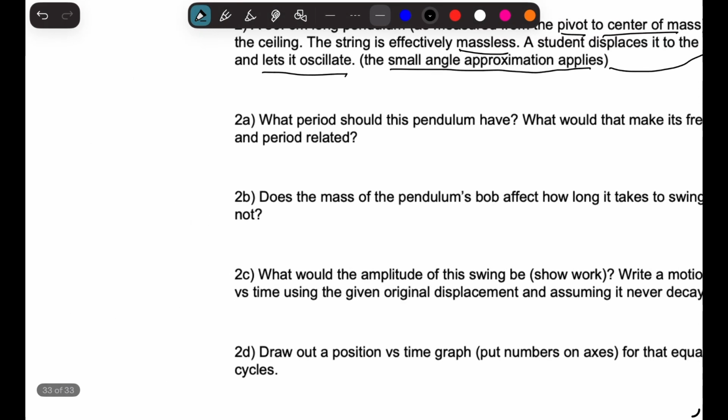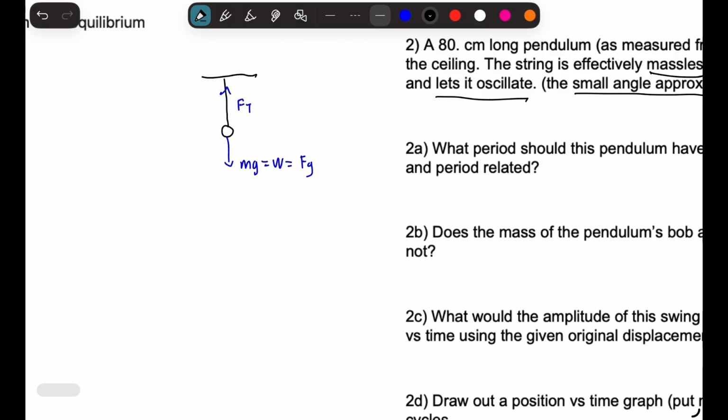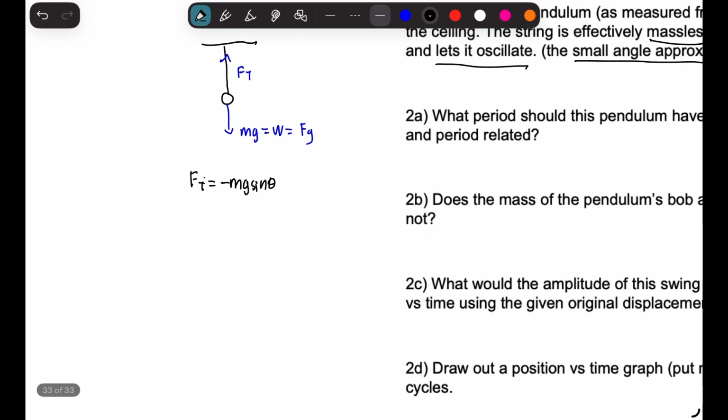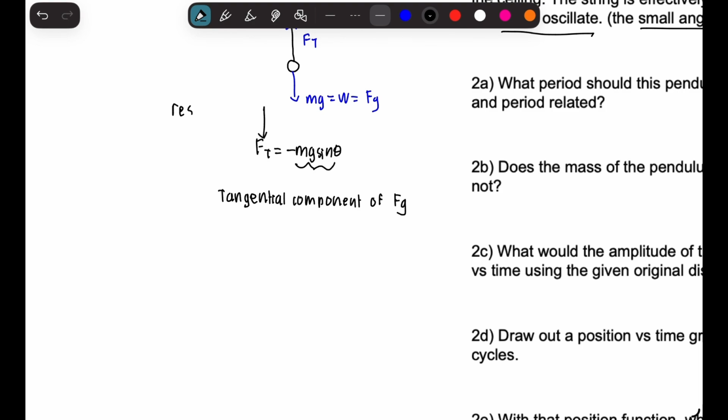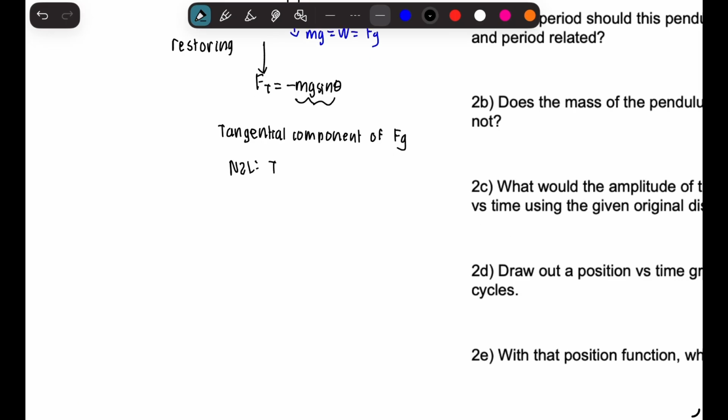So let's start with our force. For this, we have our pendulum and it's hanging from the ceiling. So upwards, we have your Ft. Downwards, you have your mg weight, Fg. So for the pendulum, the restoring force is the tangential component of gravity. That's your restoring. So now you can use Newton's second law in your tangential direction.